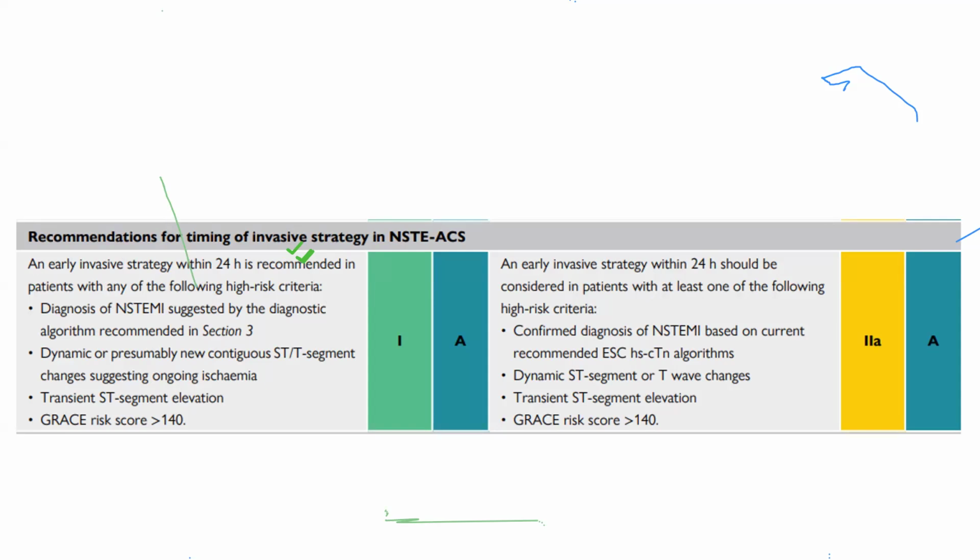Now, the level of evidence has not changed, but the recommendation has been downgraded to 2A, that an early invasive strategy within 24 hours should be considered in patients with at least one of the following: confirmed diagnosis of non-STEMI based on the algorithms, dynamic ST changes or T-wave changes, transient ST elevation, and GRACE score greater than 140. So it's still recommended, but the strength of recommendation has moved to 2A.